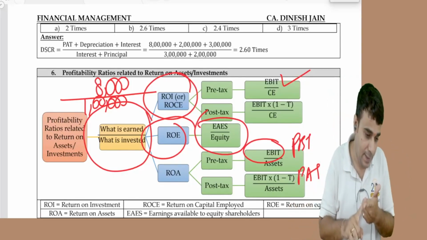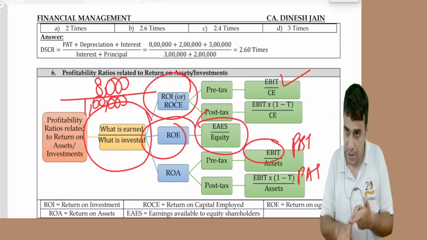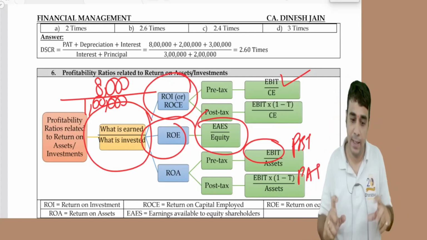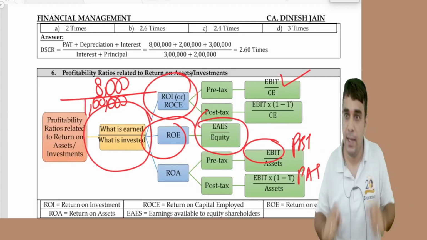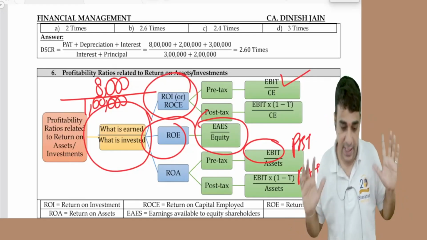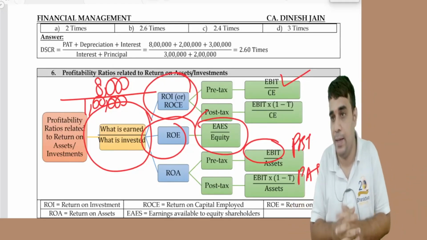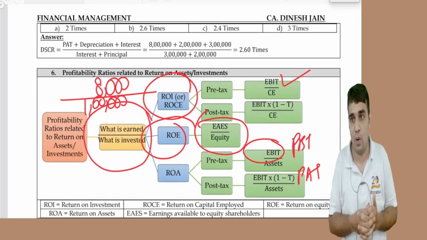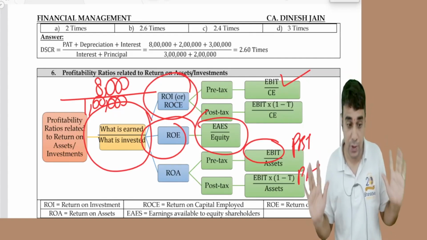So we have EBIT by capital employed, EBIT into 1 minus tax rate by capital employed, EAES by equity, EBIT by assets, EBIT into 1 minus tax rate by assets. Is there any end to this? I don't see one. There can be extras also. Any doubts on this? Understood the logical link?